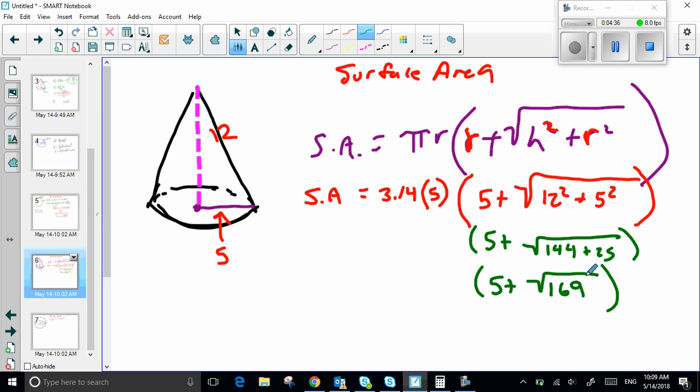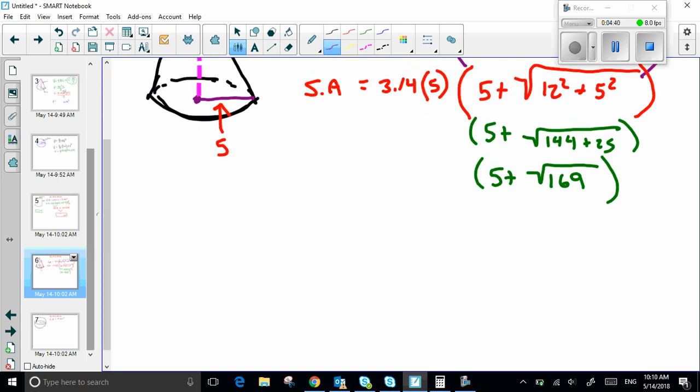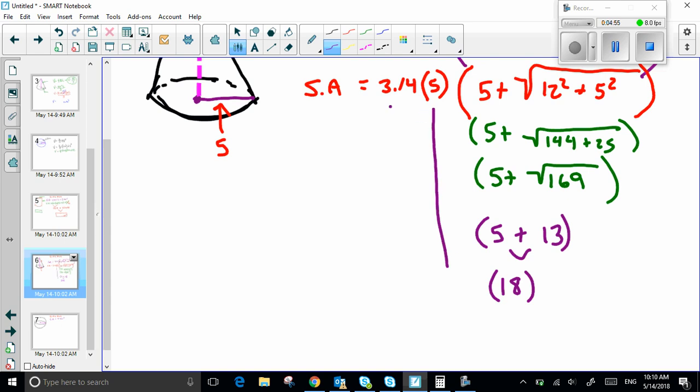Okay, we're getting close, but we haven't shown all of our work yet. I'm going to scroll down a little bit here. The square root of 169 is 13 plus 5. Now we're getting it. It's getting simpler and simpler, right? So finally, we've got 18 here. So now I bring down all these other two parts, okay? And it's pi 3.14 times 5 times 18 is going to give us our surface area.